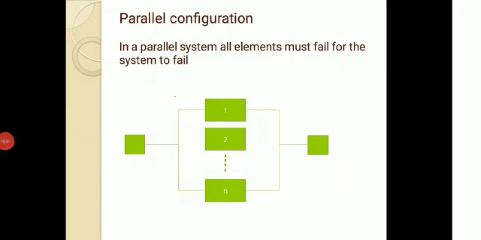In a parallel system, all elements must fail for the system to fail. Unlike a series configuration, where if any one component fails, the entire system fails, here in a parallel configuration all the components should fail, and only then does the system fail. Look at how they are arranged in a parallel configuration: 1, 2 up to n. It is in parallel condition. The formula is RS is equal to 1 minus (1 minus R1)(1 minus R2). Generalizing the formula, system reliability is equal to 1 minus the product of (1 minus Ri).